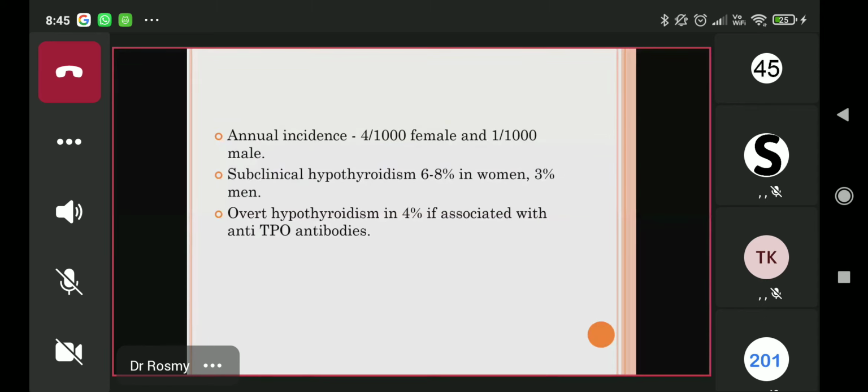That is, there is no symptom, but they had done a test randomly and it came out to be abnormal. Then after subclinical, it means it will become overt. That is, there will be manifestations of the thyroid. So people who are subclinically hypothyroid with an anti-TPO antibody positivity will later on become positive or manifest symptoms of thyroid in at least 4% of patients.